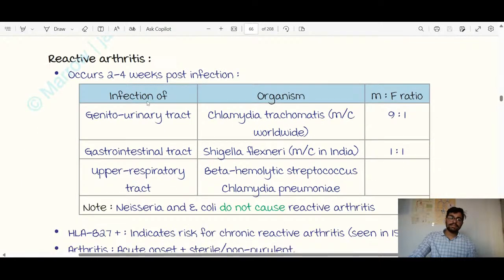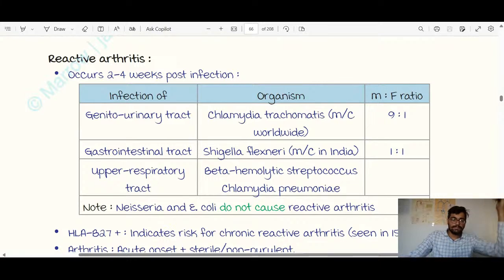Reactive arthritis occurs 2 to 4 weeks post-infection. It follows infection of the genitourinary tract, gastrointestinal tract, or upper respiratory tract. In the genitourinary tract, Chlamydia trachomatis is the most common worldwide, with a male to female ratio of 9 to 1. In the gastrointestinal tract, Shigella flexneri is most common in India, with a ratio of 1 to 1. In the upper respiratory tract, beta hemolytic streptococcus and Chlamydia pneumoniae.